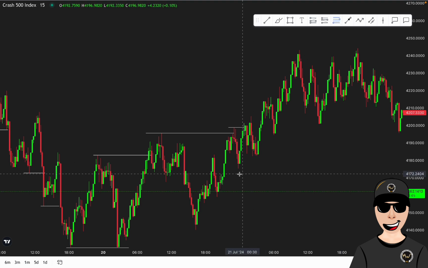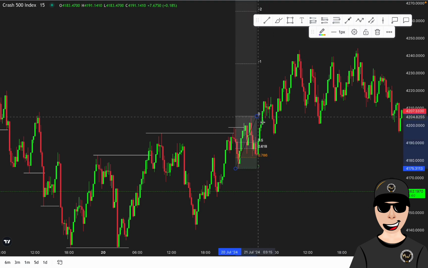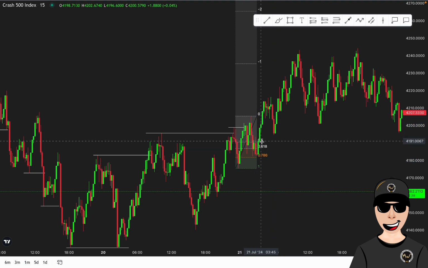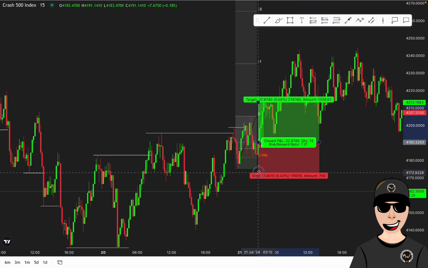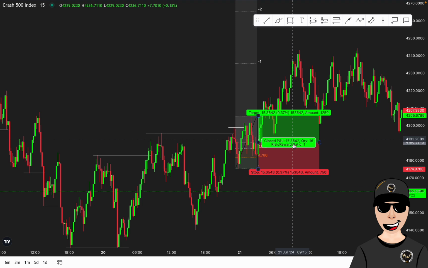Now we draw our fib from this low to this high. We got tagged in at the 50, 61, and 78. And we have a 1-to-1 risk to reward trade, nice scalping trade, winning trade.